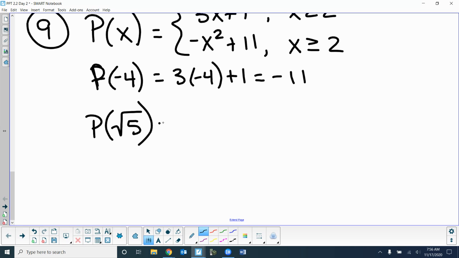So I go in this one, negative, and then put square root of 5 in place of the x squared plus 11. So what's the square root of 5 squared? 5. That makes it what? Negative 5. So what's negative 5 plus 11? 6. You see how that's working?